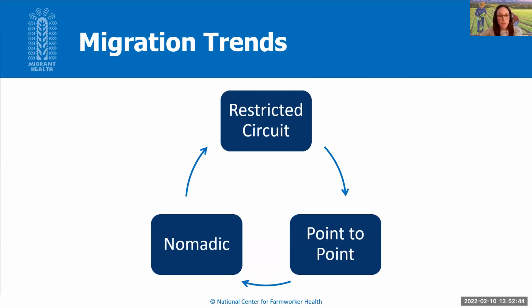Our third migration pattern is nomadic. These ag workers travel to wherever there is work. They usually do not know when or where they will move to next and are generally foreign-born, young, and single men. I did want to make one note that the NAS data does not include H-2A workers, and our H-2A workers are all migratory workers, and we know that they account for roughly 10 to 15% of the ag workforce nationally.